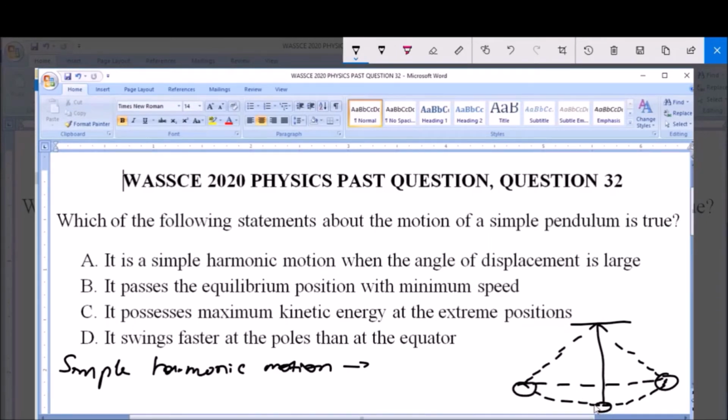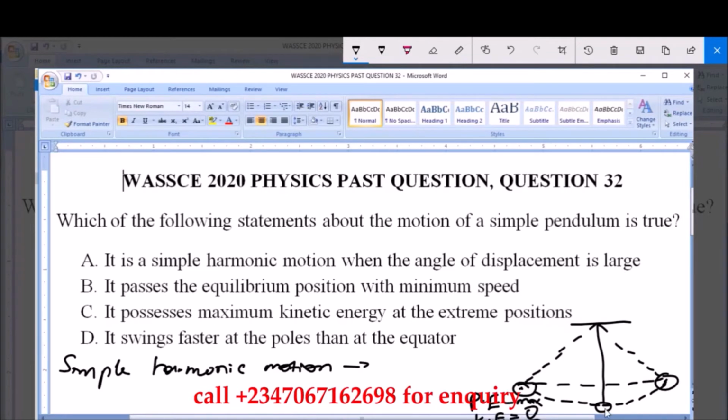Now when it is displaced, it undergoes a to and fro movement, a simple harmonic motion. Now at this point the potential energy, PE, is maximum. The potential energy here is maximum. And the kinetic energy is zero at this point. Why? This is because the velocity at this point, V, is zero. And likewise, the same with this point.